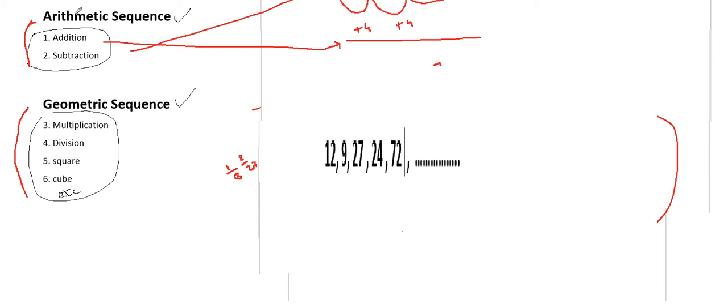And then 9. Let's apply our addition subtraction rules. So 12 and 9, the gap is 3. It is actually 12 minus 3 is 9. And then between 9 and 27 the gap is actually 18, plus 18.